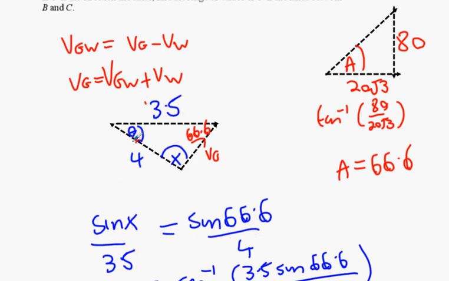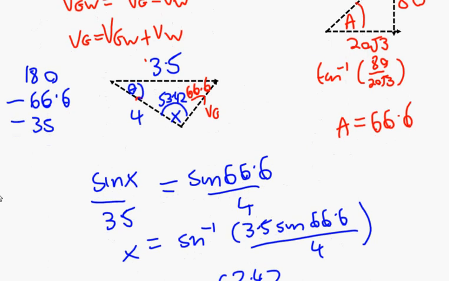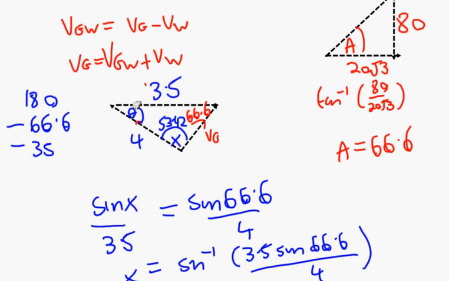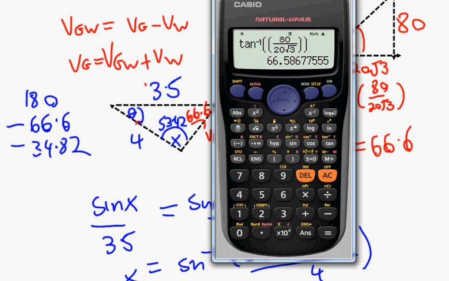Then also what we got to do is get 180, because that's 53.42. Our theta angle is going to be 180 minus 66.6 minus 34. Sorry, what is it? He's told me 34.82. And what we get here is 180 minus 66.6 minus 34.82. Sorry. And the answer is 78.58. Okay, done.